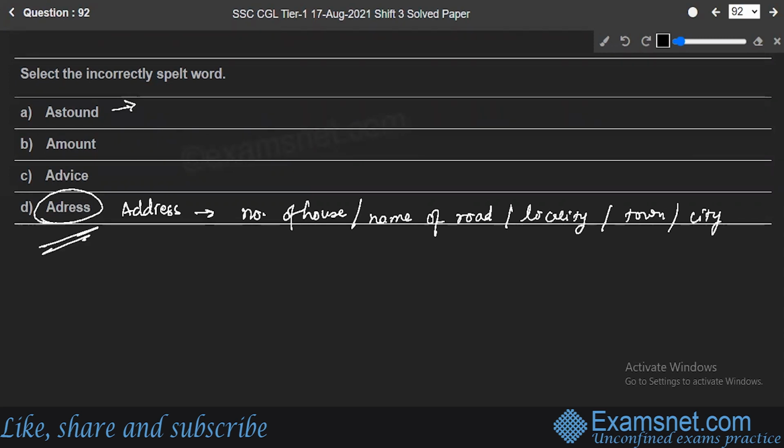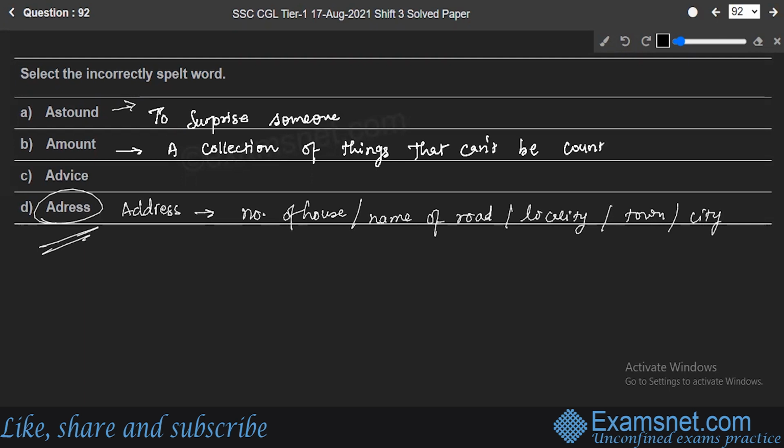Let's find out the meaning of the rest of the words as well. Astound means to surprise or shock someone too much. Amount means a collection of things that can't be counted. So you can't say things, it's a collection of material that can't be counted. Advice means an opinion given, right? So option D, address, is the incorrectly spelled word and our answer to the question.